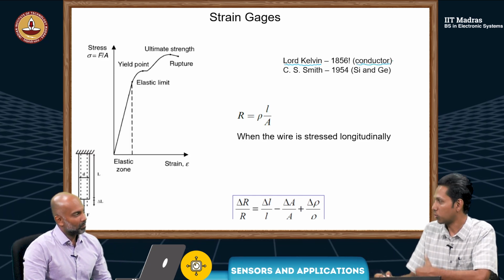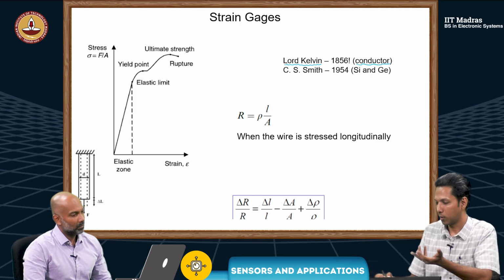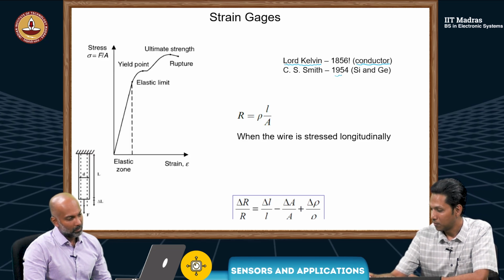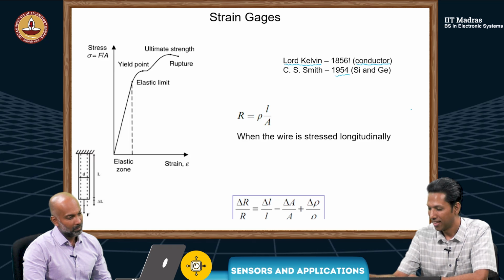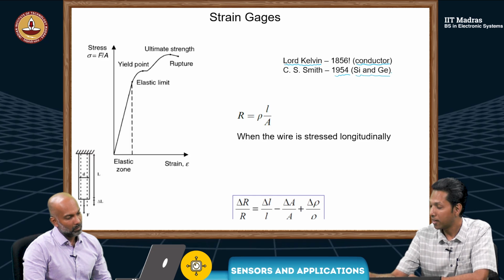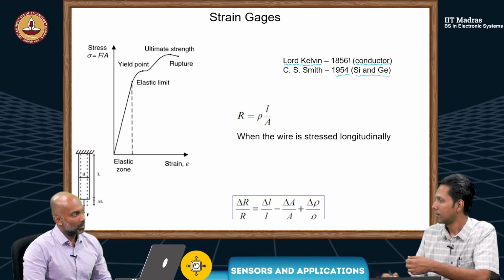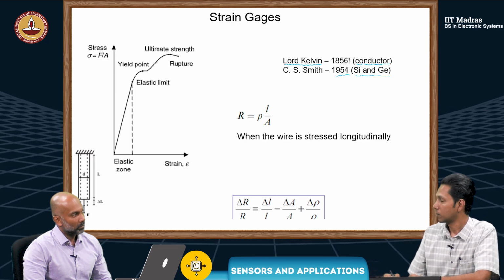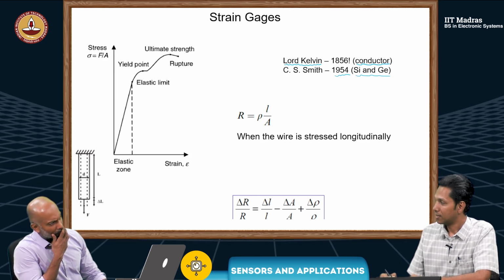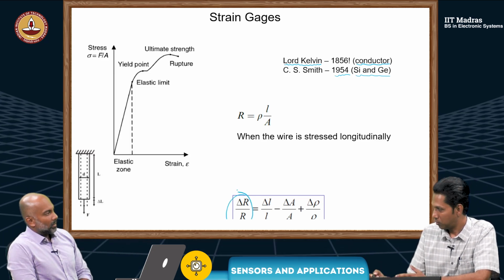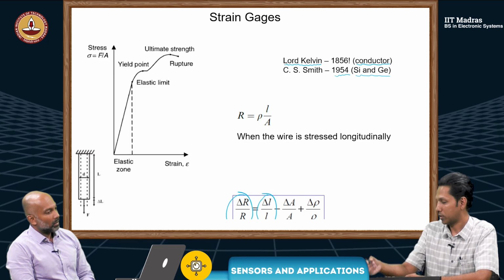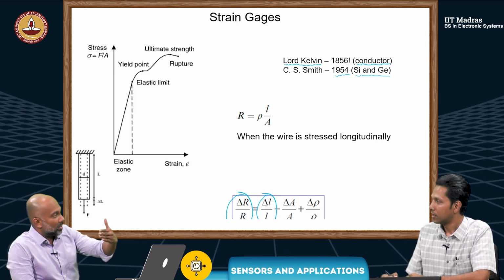It could be even copper or nichrome and so on. But then later, after probably 100 years, Smith found that you can also use silicon and germanium, or semiconductor material, for the same application. He found that it has much more sensitivity. That means delta R by R, the response for a given delta L by L, is large for semiconductor compared to the conductor.